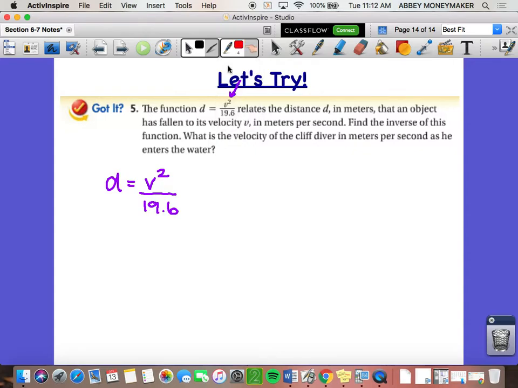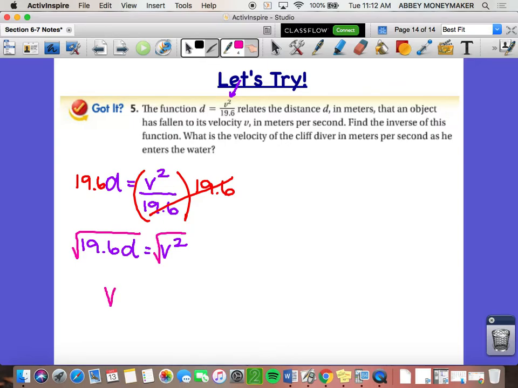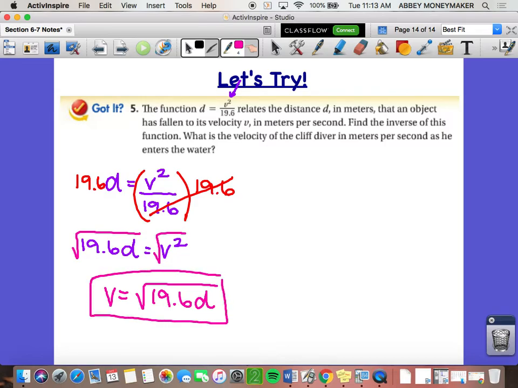So what I'm going to do is multiply both sides by 19.6. So that will cancel out. So I have 19.6d is equal to v squared. So I'm going to take the square root of both sides. So I get v is equal to the square root of 19.6d. Again, though, I wouldn't have plus or minus here because velocity is not going to be negative. So keep that in mind. So that's why I don't have the plus or minus. So this is my inverse equation.